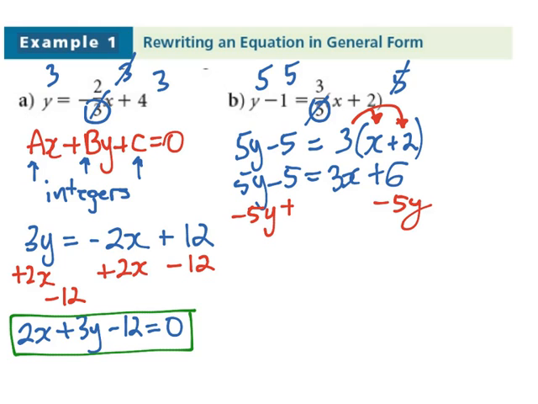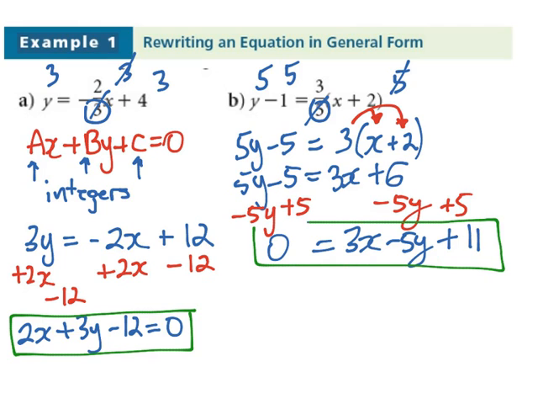and add 5 to both sides of the equation. We do this because 5y minus 5y is 0, and negative 5 plus 5 is also 0. So therefore, on the left-hand side, we get 0, and on the right side, we get 3x minus 5y, and 6 plus 5 is 11. And this is a general form as well.